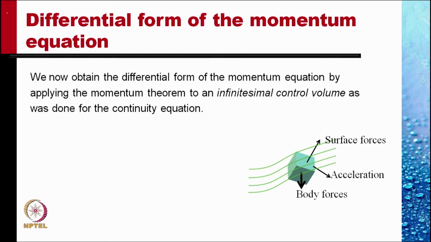We have so far obtained the momentum equation for a finite control volume. That is a very useful theorem, but it cannot give us the velocity field at every point of the flow. We now obtain the differential form of the momentum equation by applying the momentum theorem to an infinitesimal control volume, as was done for the continuity equation.